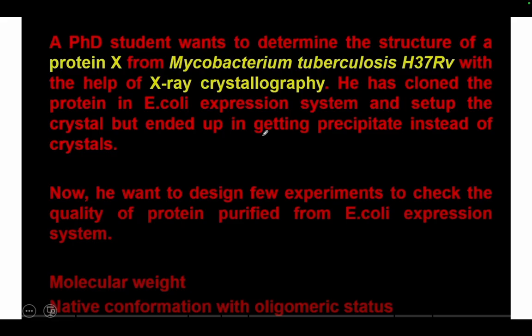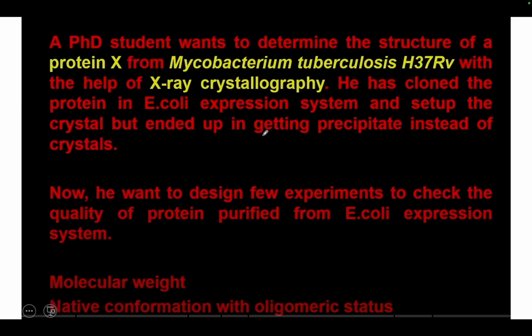And then I just thought that we can quickly discuss the research problems that Sir had talked about in the course content. This one is related to the oligomeric status of the protein. A PhD student wants to determine the structure of protein X from Mycobacterium tuberculosis. He wants to do X-ray crystallography. He has cloned the protein in E. coli, set up the crystals, but he's getting precipitate instead of crystals.